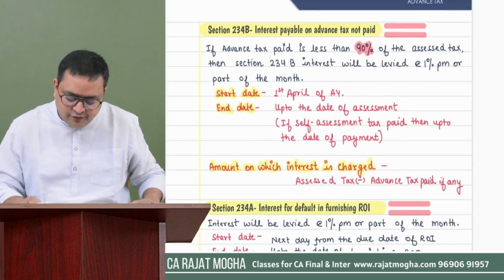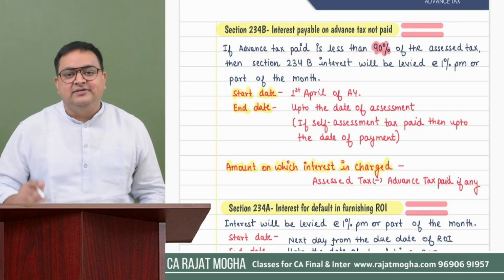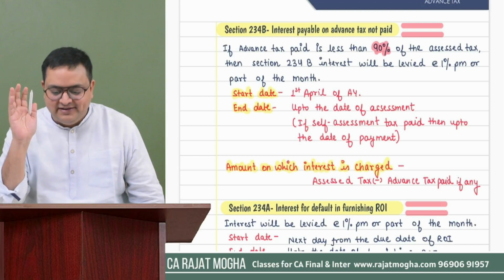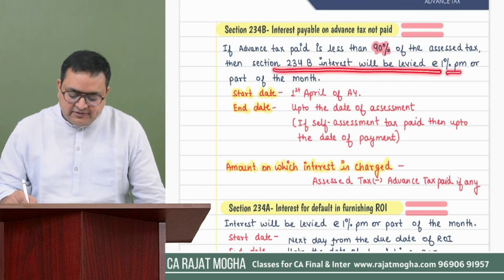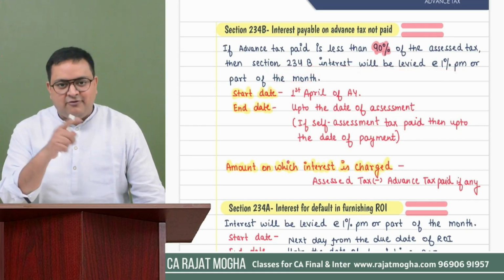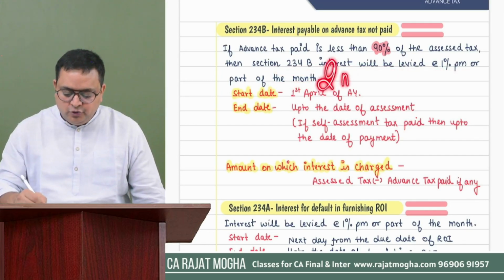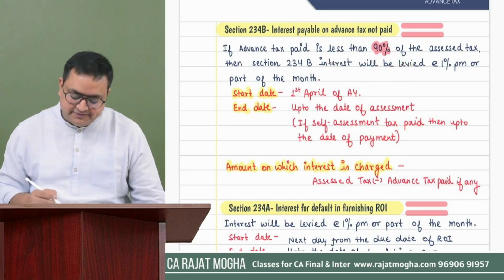So this is 234B. 234B says if the advance tax paid is less than 90%, then only 234B will be attracted, which we have discussed in detail. Section 234B interest will be levied at 1% per month or part of the month. I've already discussed part of the month, please take it as a complete month. So if it is 2 months and 1 day, please take it as 3 months.